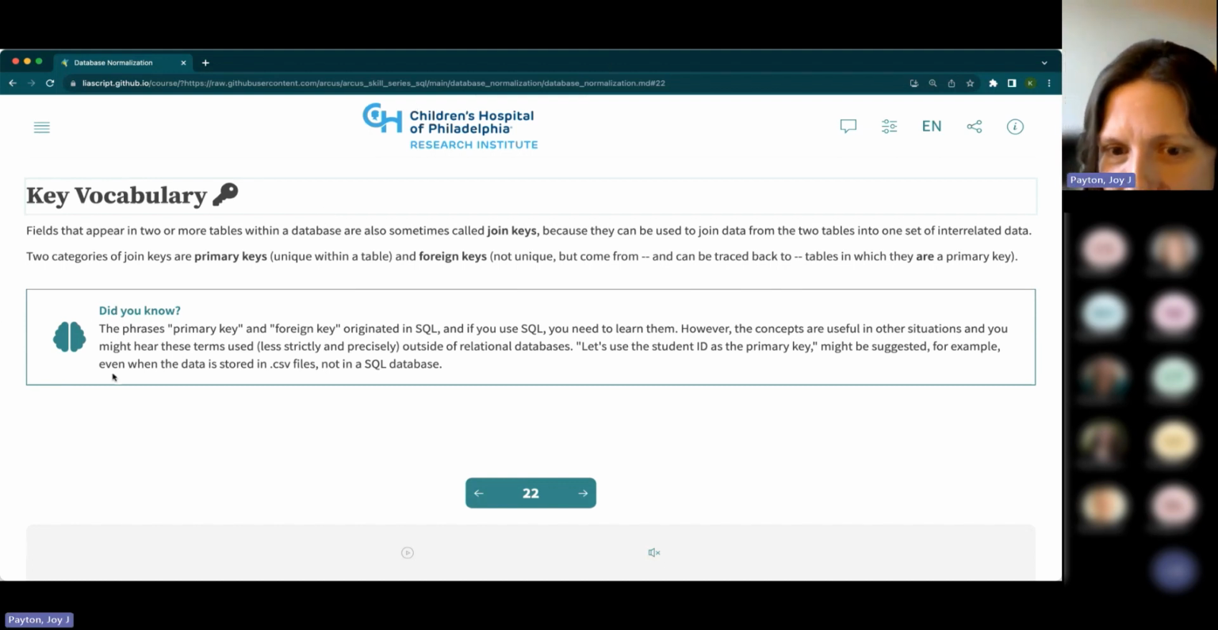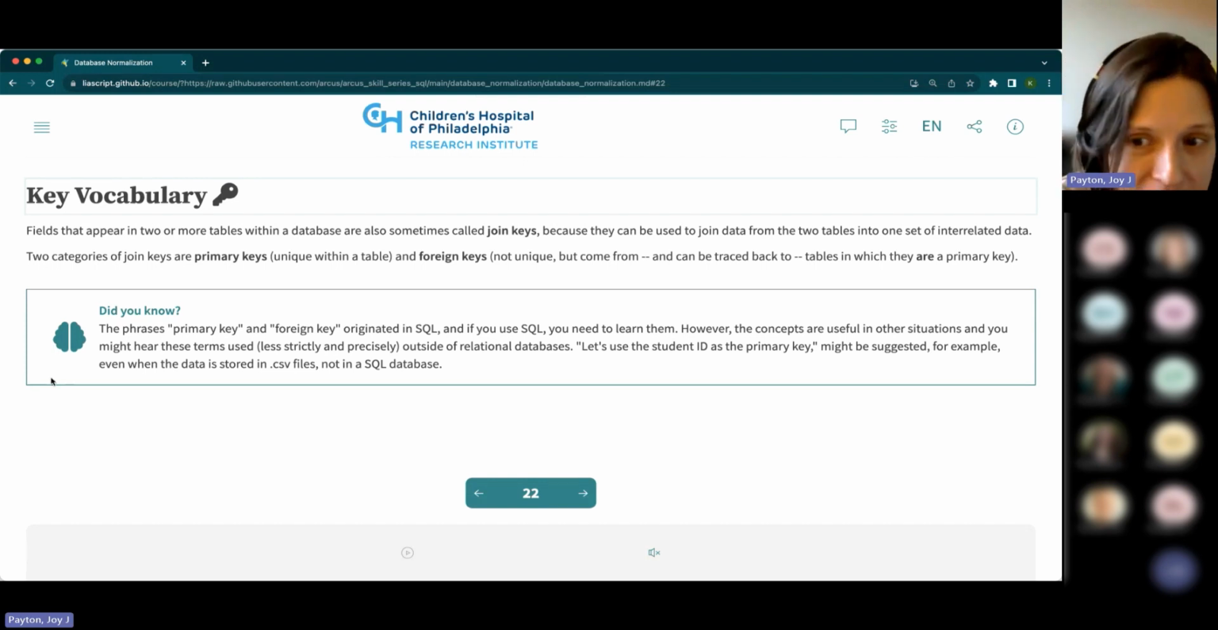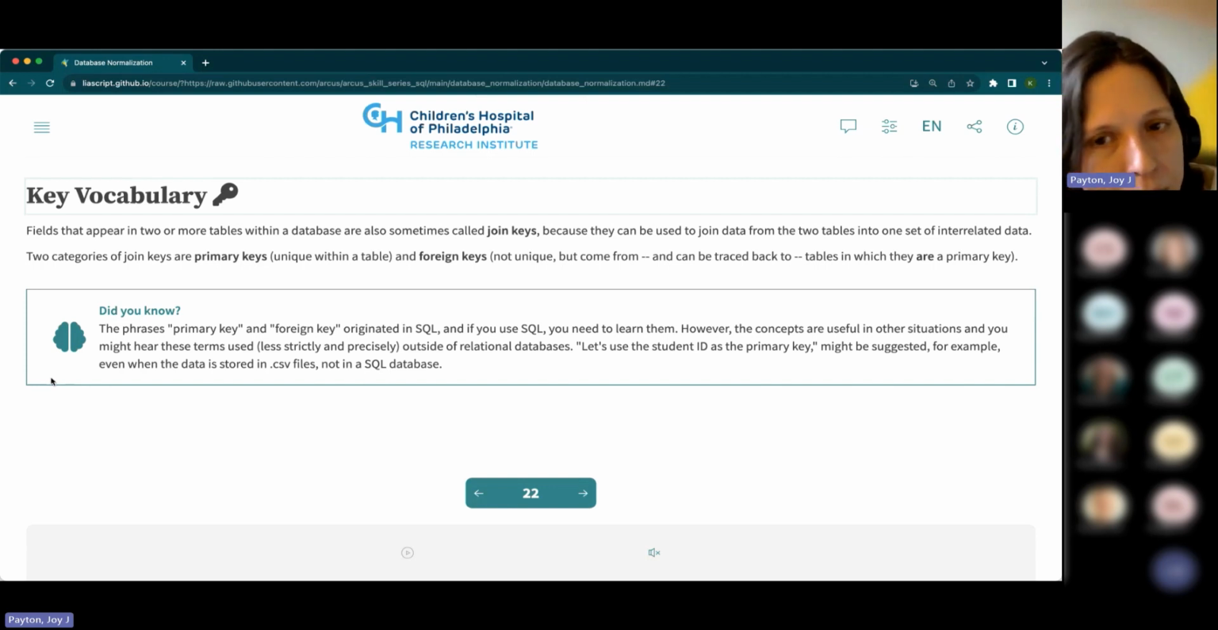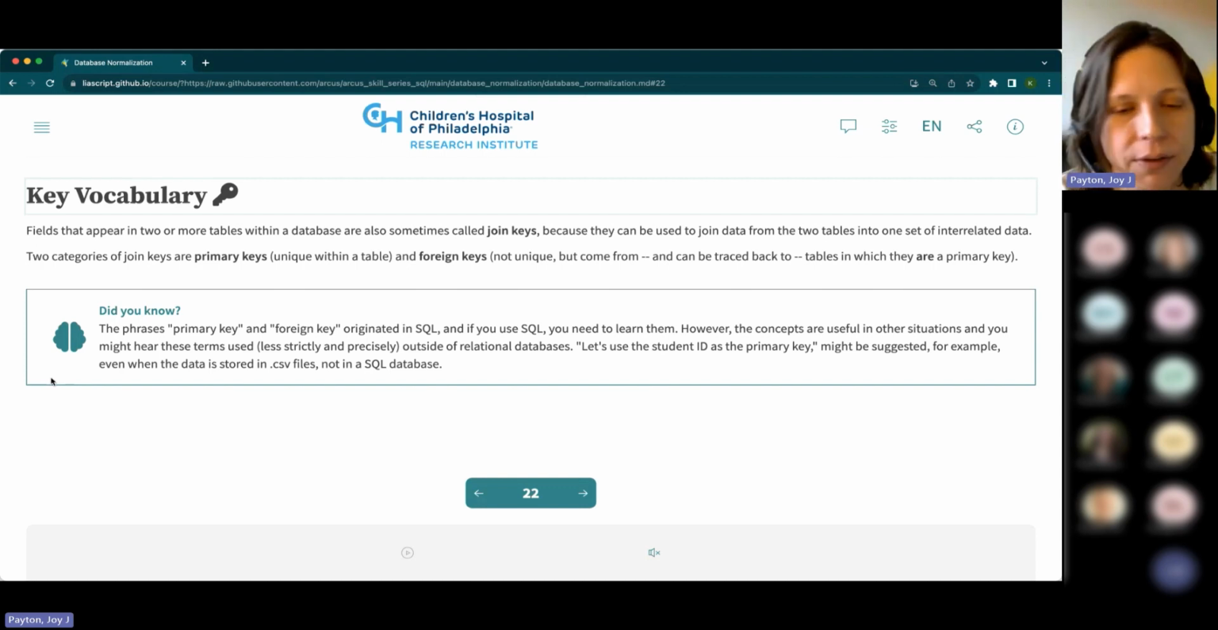It can be useful to know that the phrases primary key and foreign key originated in SQL, and they're important to know if you work in SQL, but you might hear them being used in other environments as well, right? You might hear about, let's say, a CSV or something like that. People use the phrase primary key outside of SQL sometimes as well.